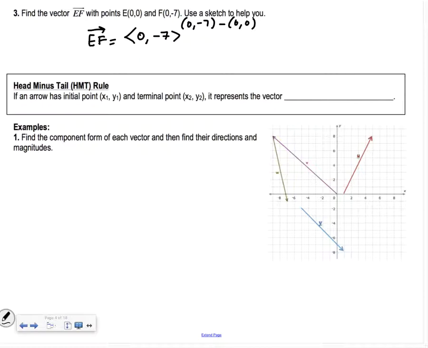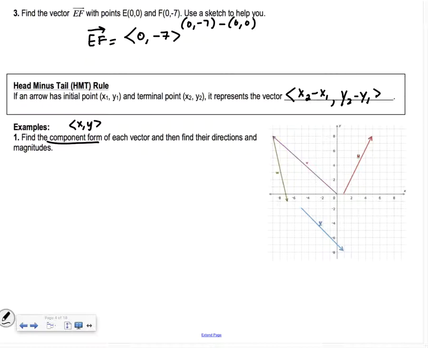Okay? So it says if an arrow has initial point x1, y1 and terminal point x2, y2, it represents the vector, starting at 0, 0, x2 minus x1, comma, y2 minus y1. So number 1, it says find the component form. Whenever it says component form, it just means like x, y. That's what component form means. Of each vector, and then find their directions and magnitudes.